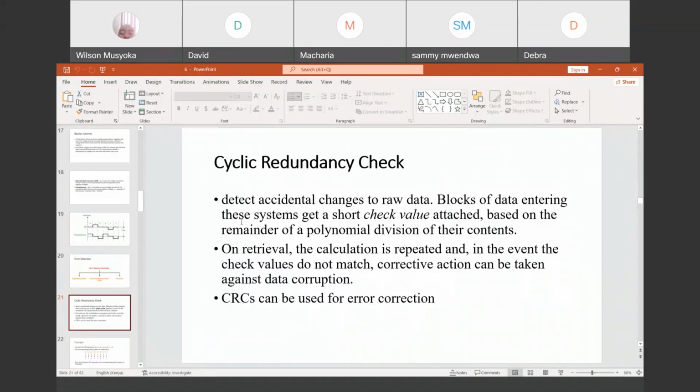The cyclic redundancy check normally checks the data by attaching a value at the end of that data. So it detects accidental changes to raw data, and these blocks of data entering the system get a short check value attached based on the remainder of a polynomial division of their contents. On retrieval, the calculation is repeated, and in the event that the check values do not match, then corrective action can be taken. So there is an example here.